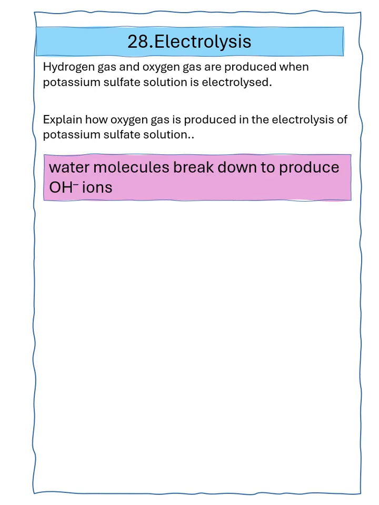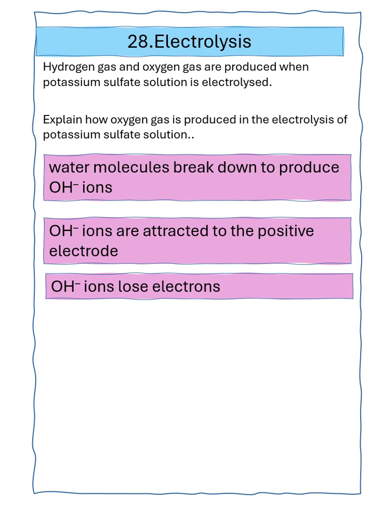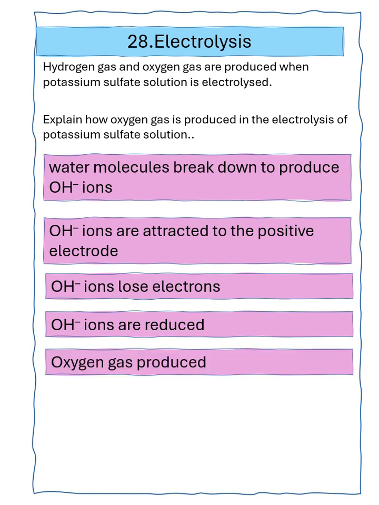So we can start off by saying that water molecules break down to produce OH minus ions, that the OH minus ions are attracted to the positive electrode because opposite charges attract, that the OH minus ions lose electrons. We can say that OH minus ions are reduced, and therefore oxygen is then produced at the positive electrode.